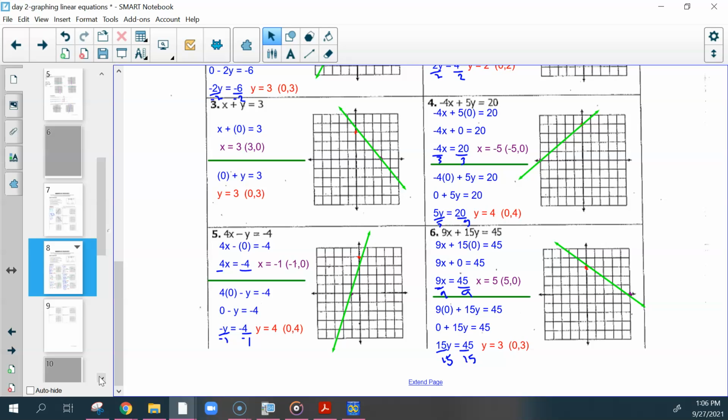X-intercept is positive 5, y-intercept equals 3. So when I connect these 2, it makes this negative 1. Any others we want to check?